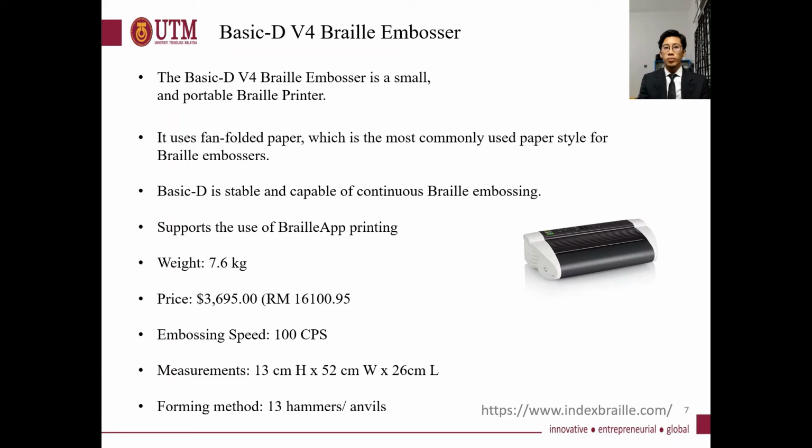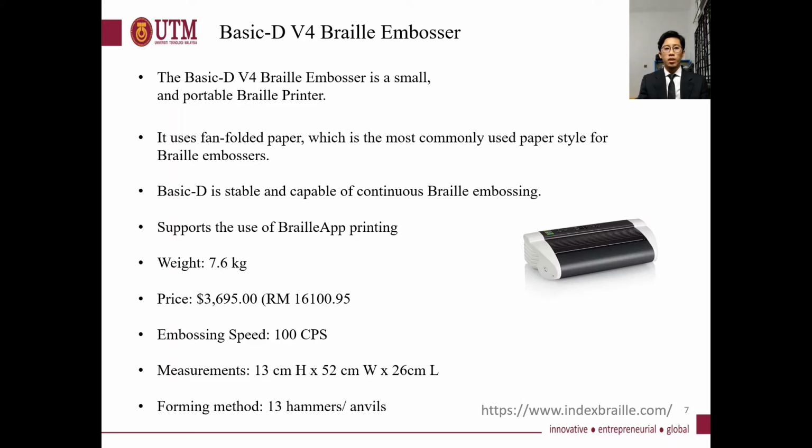It uses fan-folded paper, which is the most commonly used paper style for Braille embossers. The Basic-D is also stable and capable of continuous Braille embossing. It supports the use of Braille printing software. It has a net weight of around 7.6 kg. It has a price of around $3,695 US. The embossing speed is 100 characters per second.